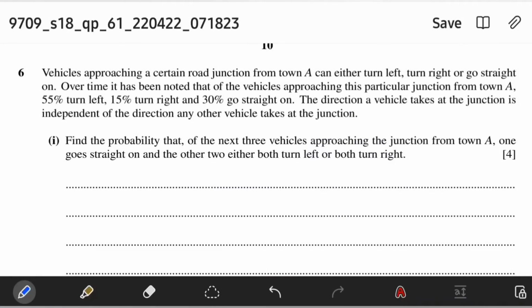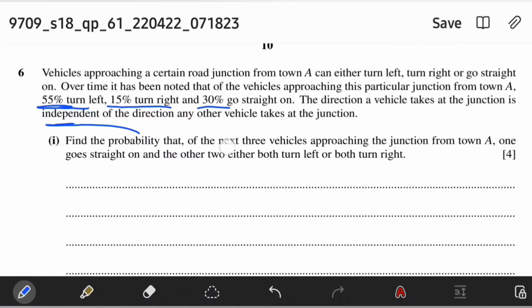Vehicles approaching a certain road junction from town A can either turn left, turn right, or go straight on. Over time, it has been noted that of the vehicles approaching this particular junction from town A, 55% turn left, 15% turn right, and 30% go straight on. Right, so it's quite a lot of information. The direction a vehicle takes at the junction is independent of the direction any other vehicle takes at the junction.